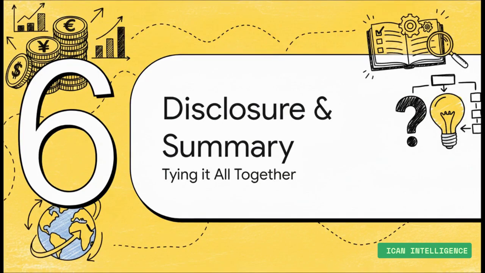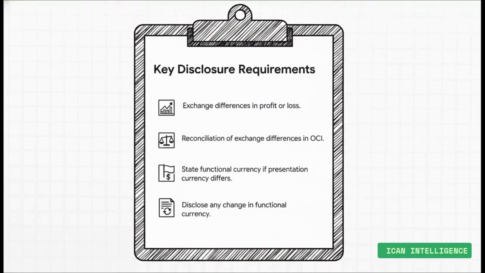So, we've covered the mechanics. Now for the final step. Understanding how to communicate all this in the financial statements and summarizing the key takeaways for your exam. These are the absolute non-negotiable disclosures an examiner will be looking for. They're there to make sure anyone reading the financial statements can understand the real impact of foreign currency movements.